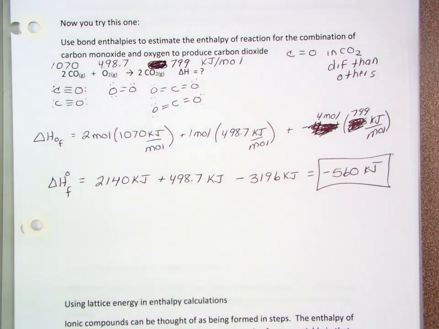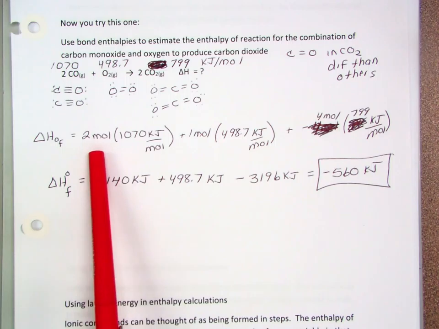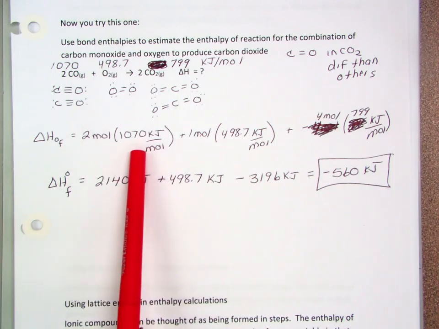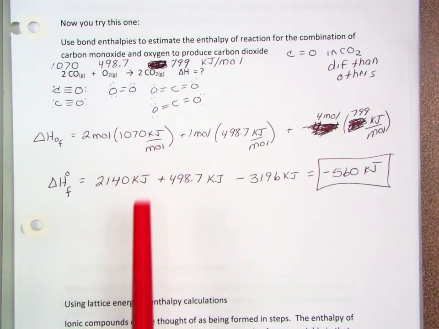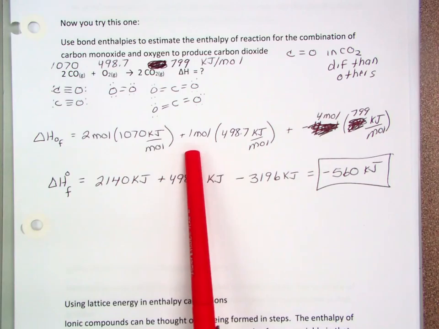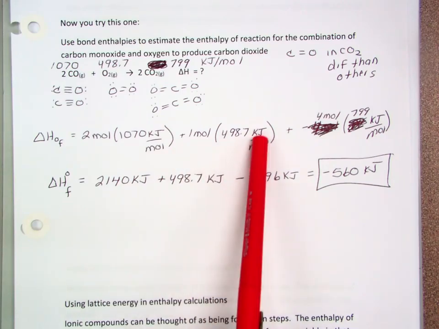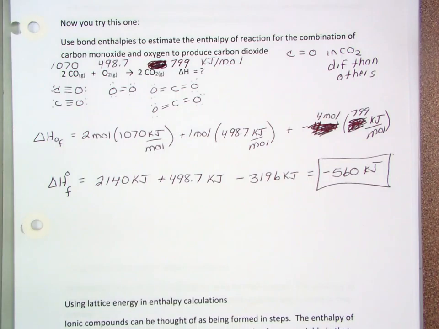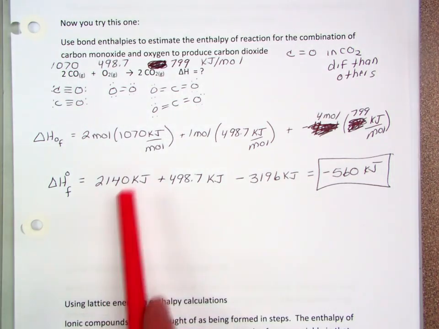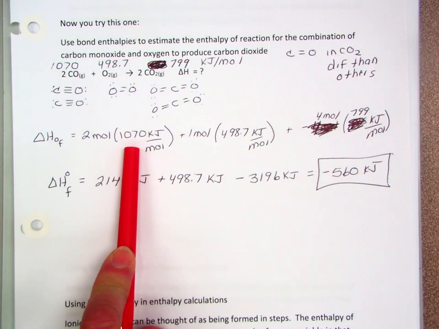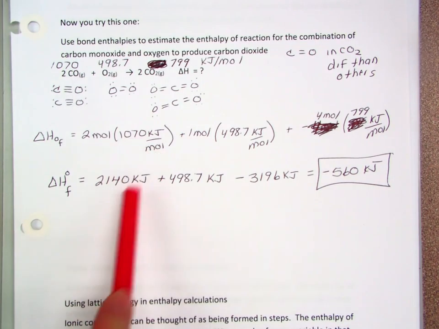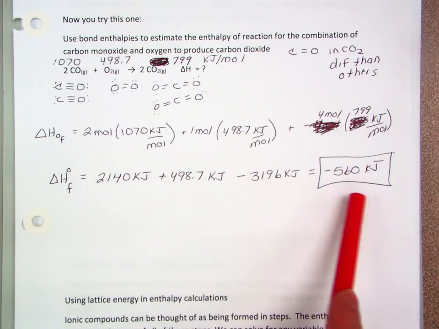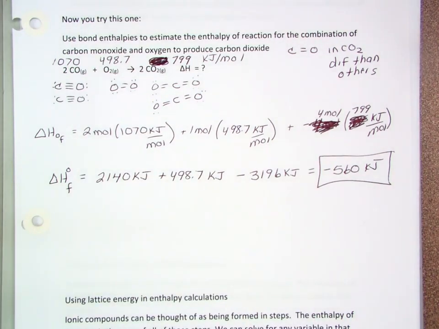So my enthalpy of formation is equal to 2 moles times 1,070 kilojoules per mole, 1 mole times 498.7 kilojoules per mole, 4 moles times 799. And when we go to add these all up, the place that sig figs get controlled is right here because we have 1,070 and the last significant digit is in the tens. So we carry that here and we get negative 560 kilojoules.